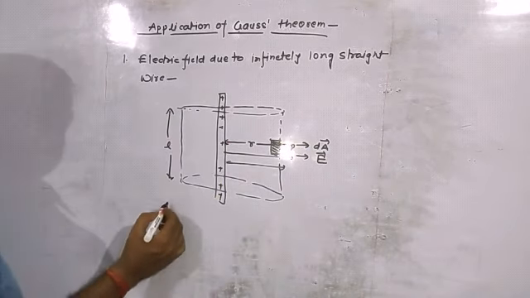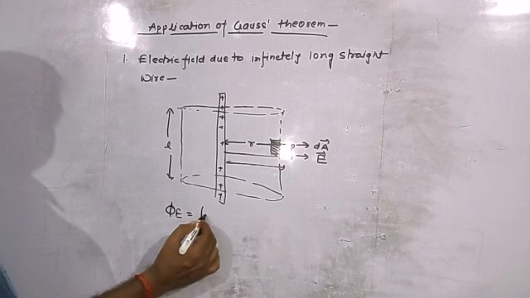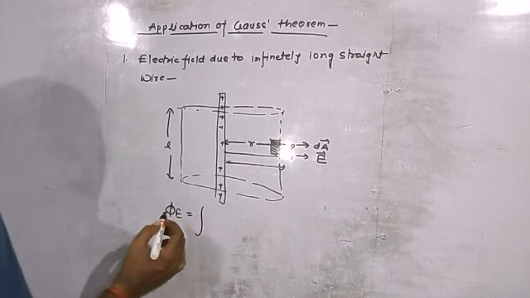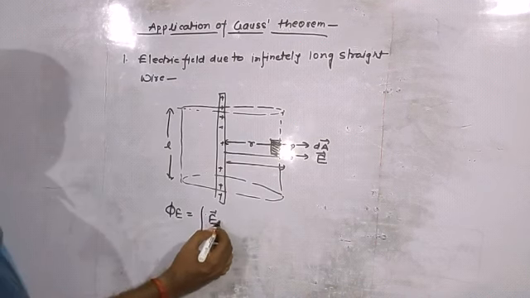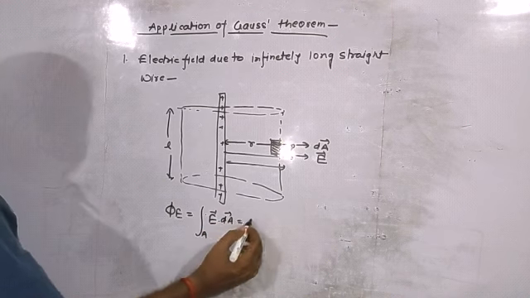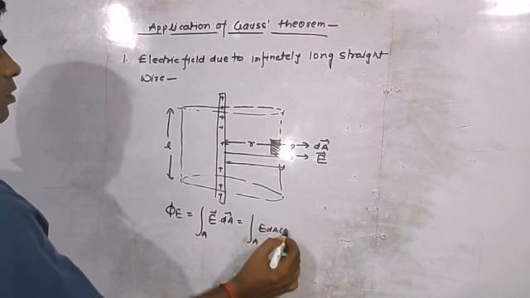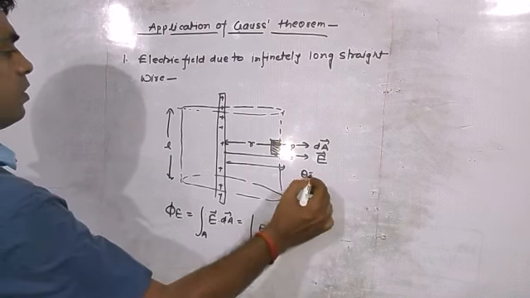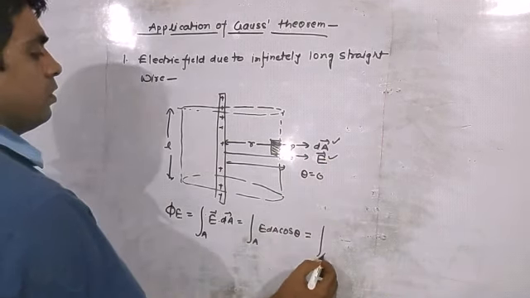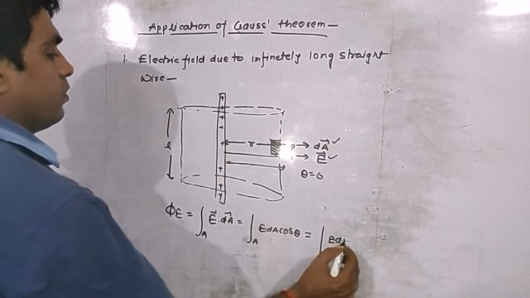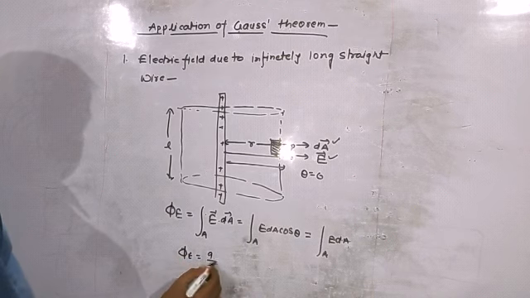Now what actually is electric flux? Electric flux phi E is given by the integral of E dot dA, which is equal to the integral of E dA cos theta. Now what is theta here? Theta is equal to 0. Why? Because dA and E are in parallel direction. So E dA. Now we know that phi is equal to Q by epsilon naught.